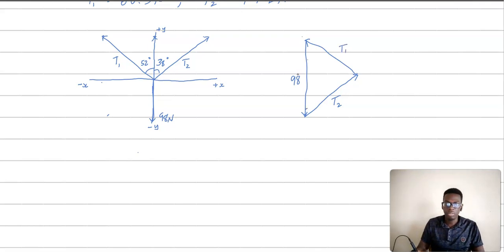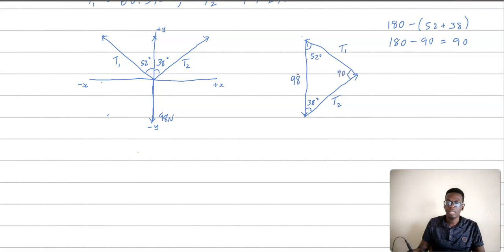In this triangle, the angle between T2 and the vertical is 38 degrees, and the angle between T1 and the vertical is 52 degrees. What is the angle here? You can use the fact that the sum of angles in a triangle is 180. So it's 180 minus (52 plus 38), and 52 plus 38 is equal to 90. So the angle is 180 minus 90, which is equal to 90. So this angle here is actually a right angle, 90 degrees.